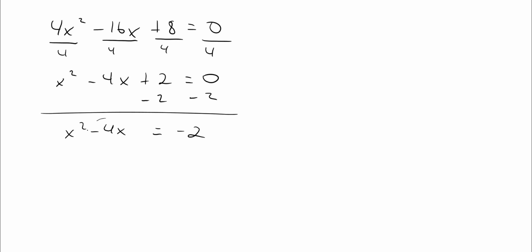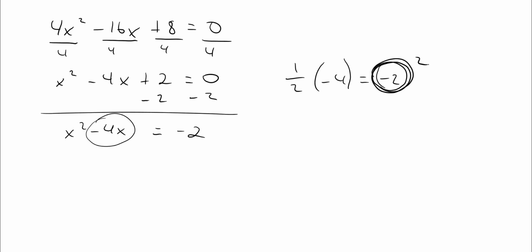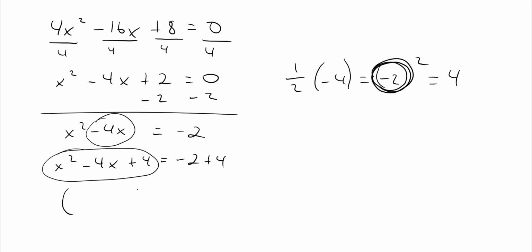Then what you're going to do is you're going to take half of that, so half of negative 4, which is negative 2, and then you're going to circle that, and then you're going to square it. It gives you 4. So what you're going to do is you're going to write this as x squared minus 4x, and now you're going to add 4 to both sides. Negative 2 plus 4. And remember, this becomes parenthesis x, and remember, that's why I had you circle this, x minus 2 squared. And then negative 2 plus 4 is 2.